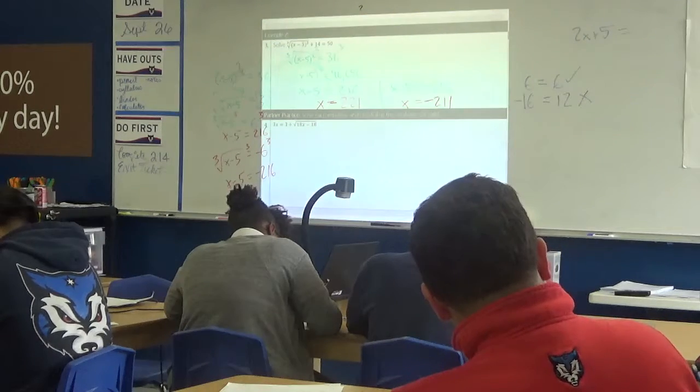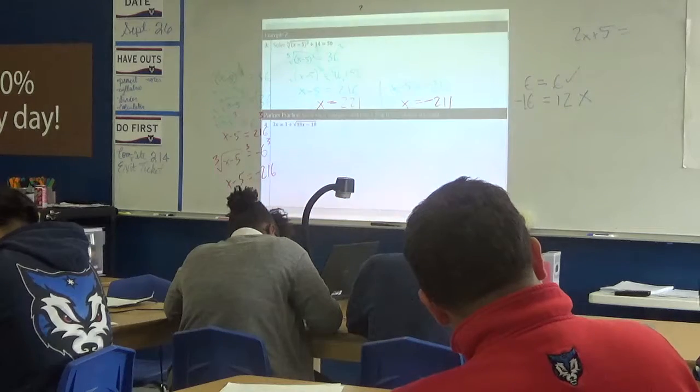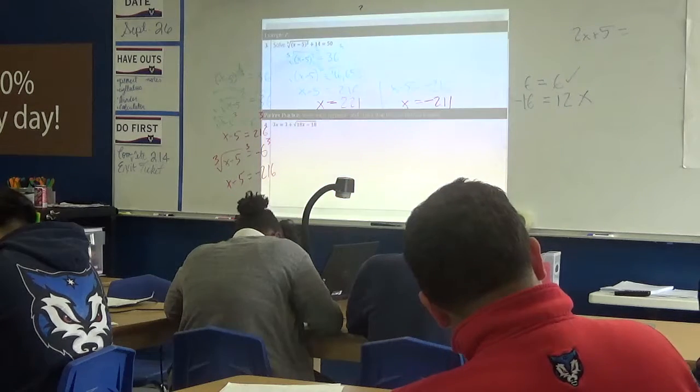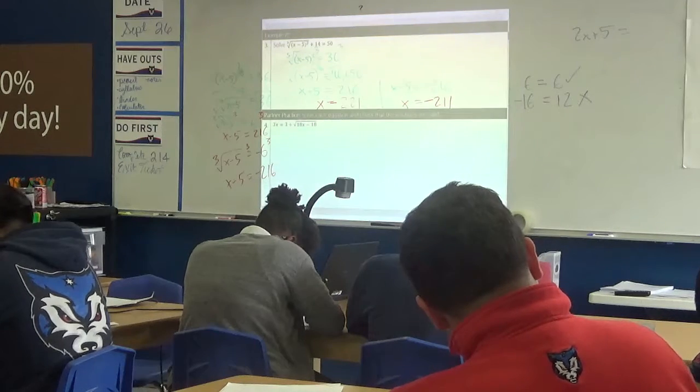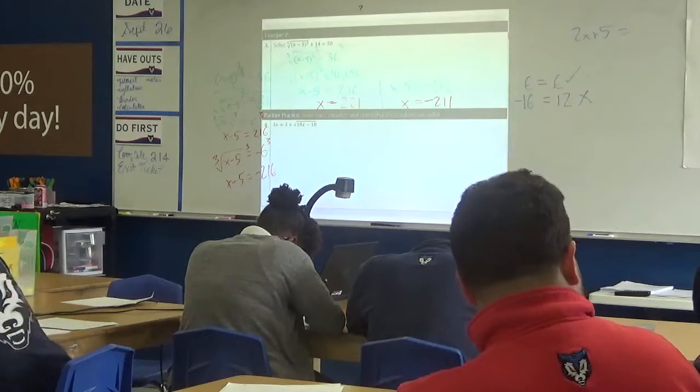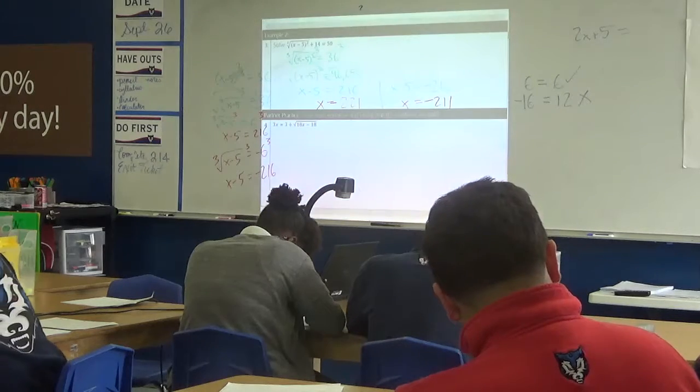Okay, that means X minus 5 is X minus 5, but the square root of that could have been a positive 216 or a negative 216. Cool? That's what was confusing. Very good, very good.